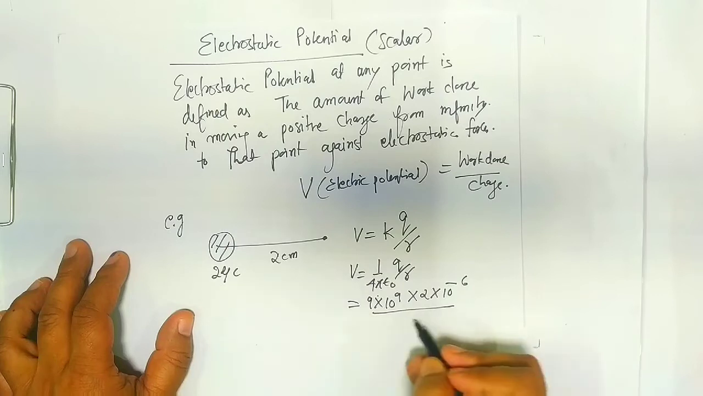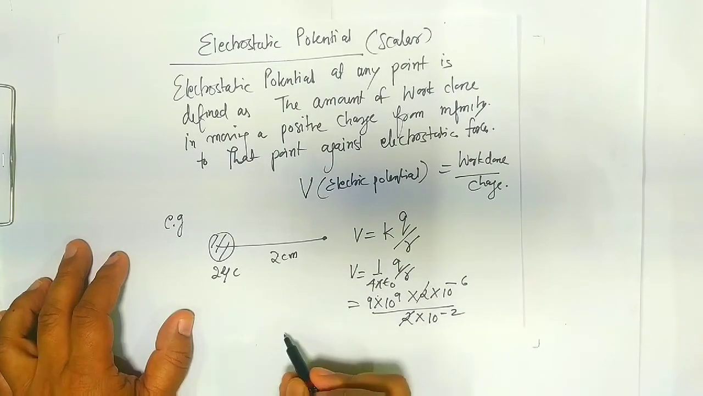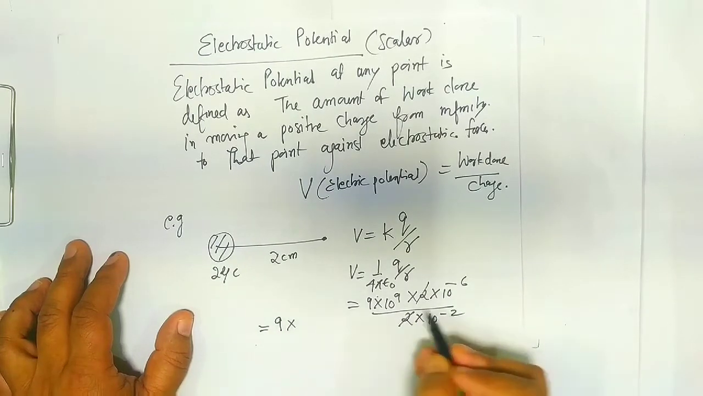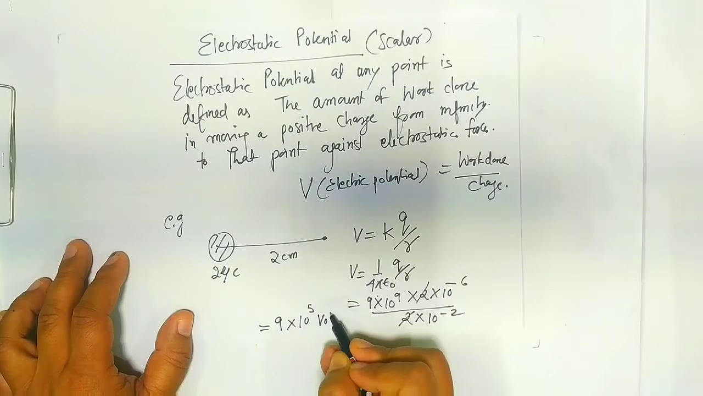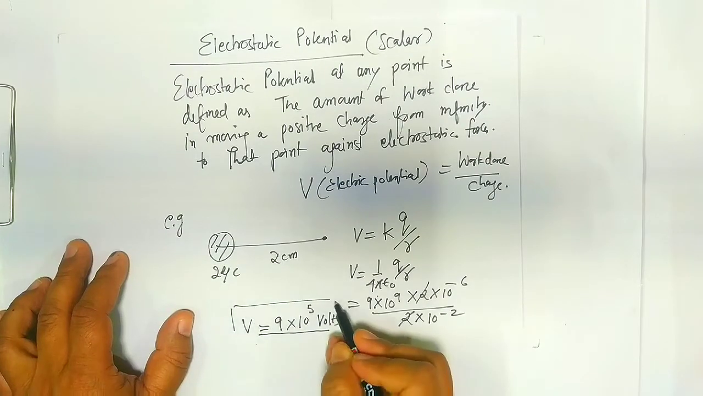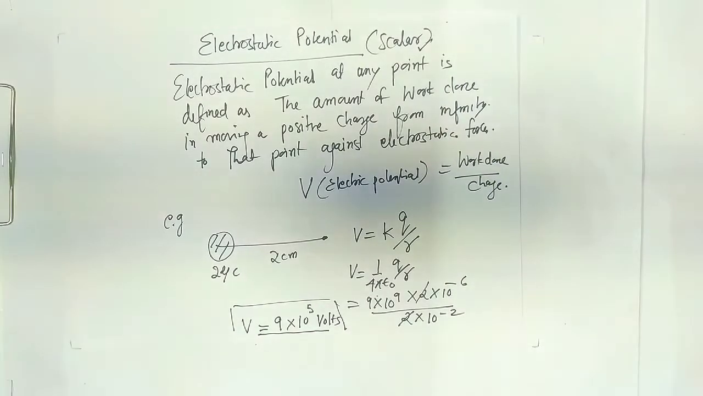6, and this is 2 centimeter. 2 into 10 to the power minus 2. So you calculate it, it becomes 9 into 10 to the power 5 watt volts. So this is the potential. And remember, it has no direction. It's a scalar quantity. So electrostatic potential can be defined in this way.